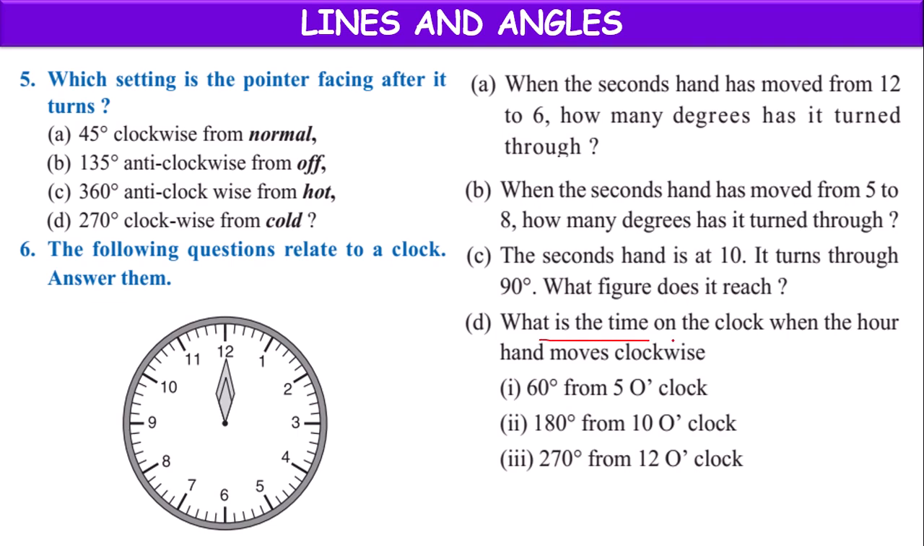Next. What is the time on the clock when the hour hand moves clockwise 60 degrees from 5 o'clock? The hour hand is at 5. It is moving 60 degrees from 5 o'clock. This is 30 degrees, this is 30 degrees. This will be 7. So it will be at 7 o'clock.